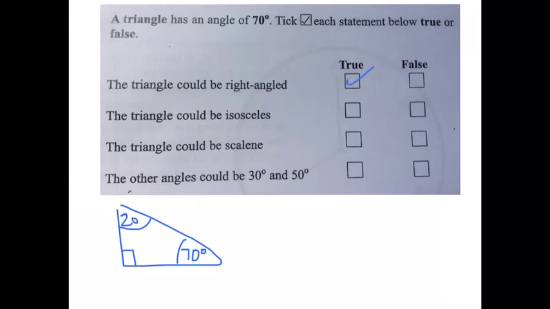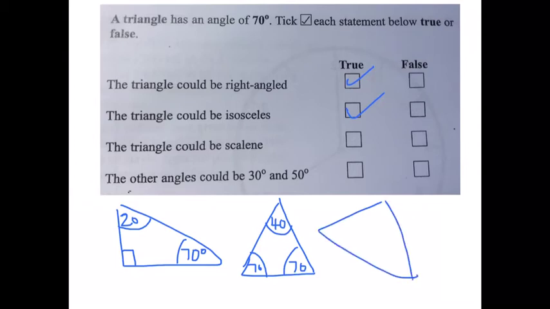The next one, the triangle could be an isosceles. So we draw ourselves an isosceles. One angle is 70, the other angle is 70, which leaves us 40 degrees, so true again, it could be an isosceles. The triangle could be a scalene triangle. So if one of them is 70, let's make one 30, and that would leave 80 degrees. So yes, it could be true because they're all different.